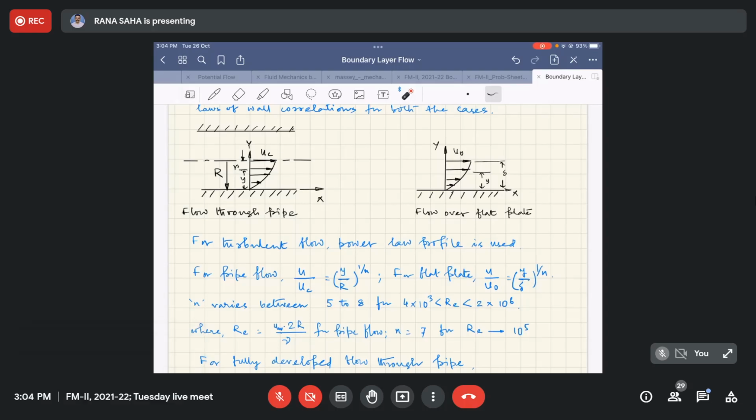What is the basis of Darcy's equation or Darcy-Weisbach equation? The frictional loss or pressure drop relation, mainly the frictional loss relation. Yeah, that's true. But my question is, what is the basis?